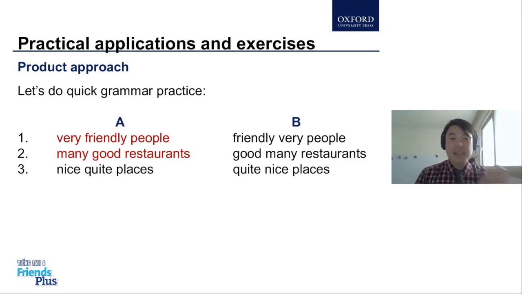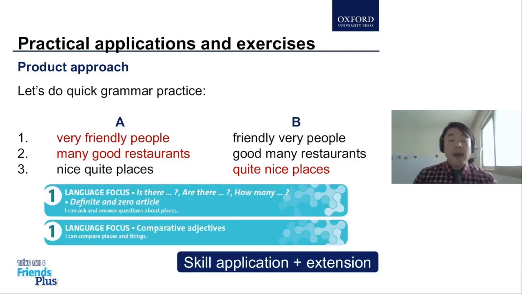Number 3, is it nice, quite places or quite nice places? Okay, good. I can see that number 3 is going to be B. Very good. Don't get confused on the quite and the quiet.